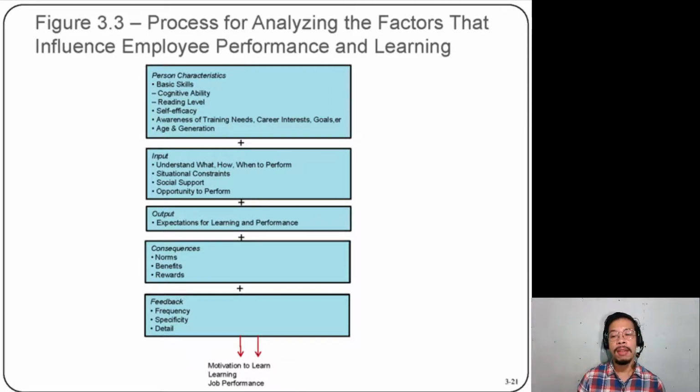Like, at the end of the training, what will be the person's learning or the increase of knowledge? And of course, the consequences of the analysis, we have the norms, the benefits, and the rewards. And lastly, the feedback coming from the outside of the person. So how will it improve the performance or motivation, for example? And the last, outside of the boxes, we have the motivation to learn, the learning, and the job performance. Will there be an increase or decrease of job performance?